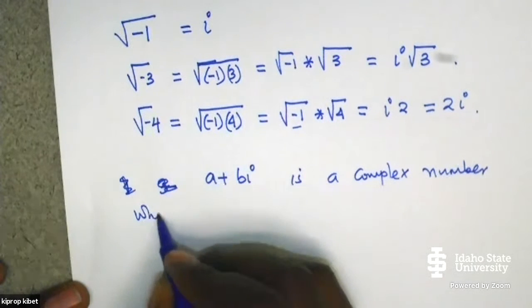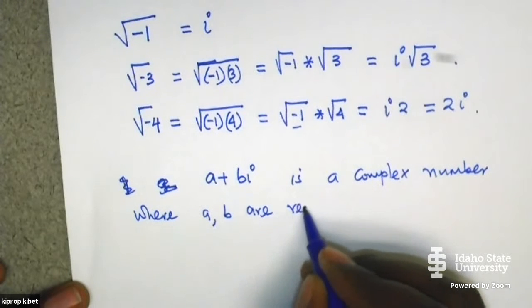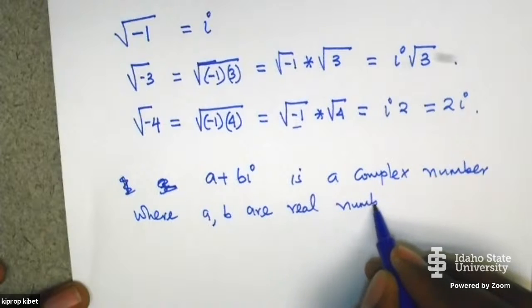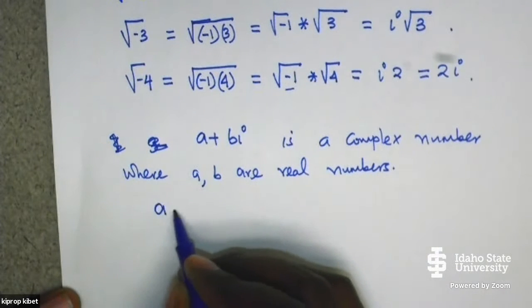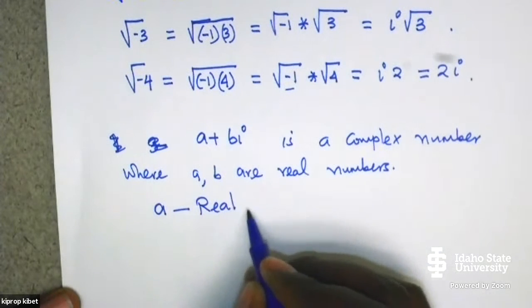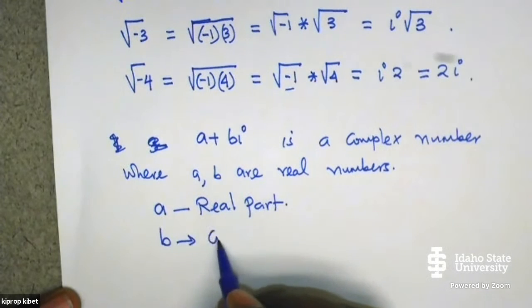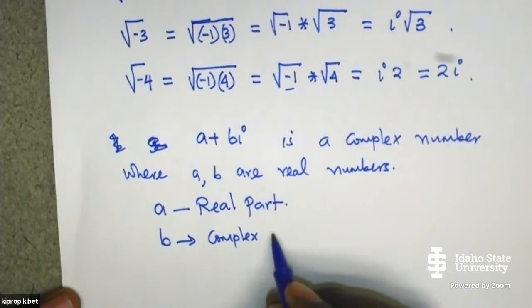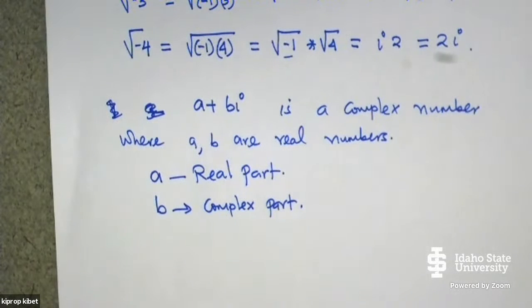A and B are real numbers, and A is the real part, and B is the complex part.